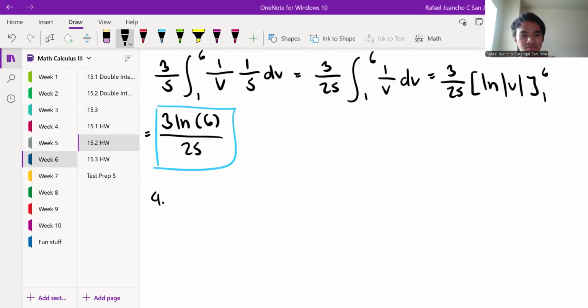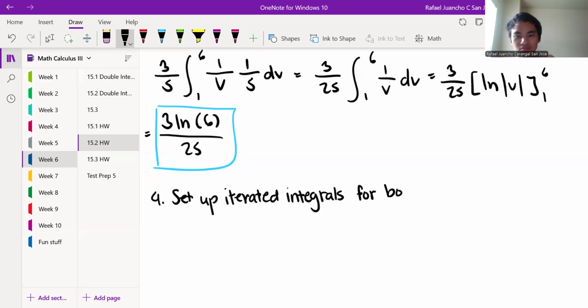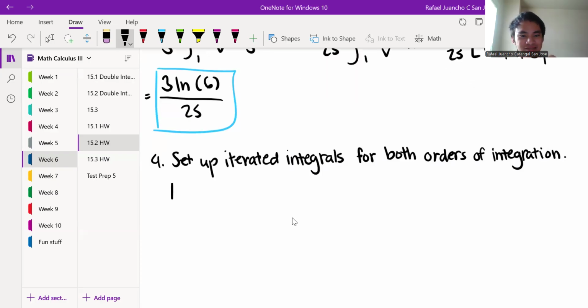Let's see. Number 4. So here we want to set up iterated integrals for both orders of integration. Okay, maybe I might have to refer to the textbook on this one. Iterated integrals for both orders of integration. So what in the world am I talking about? I don't know. Something I have to look at.